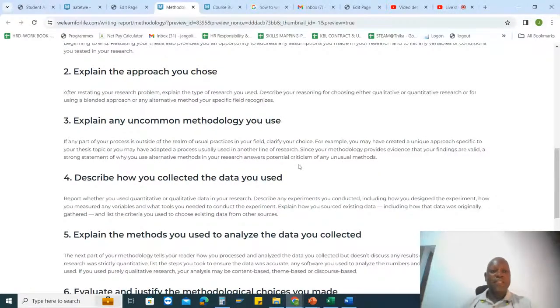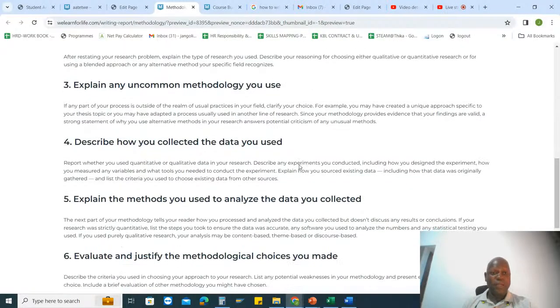It helps you to explain the approach that you used, basically the reasoning that you used, whether you are looking at qualitative research, or whether you want to blend the two, then it gives you an opportunity to do that. If you're using an uncommon methodology, then it's an opportunity for you to talk about it and why you picked an uncommon methodology in populating your findings.